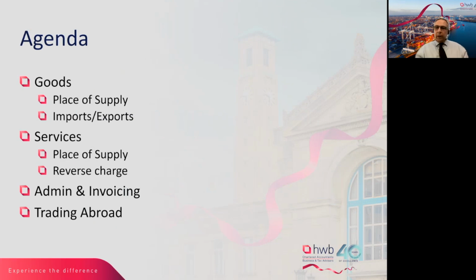So, today we'll be covering various aspects of this. We'll start by looking at goods and how VAT works when you're buying or selling physical products internationally. Then I'll turn to services, which have their own set of rules and complications, before I look at the administrative requirements, the paperwork and processes you need to get right. And finally, I'll turn to what it means to trade abroad more permanently. Throughout, I'll try to use some practical examples to help illustrate how the rules work, so that we can understand this clearly.